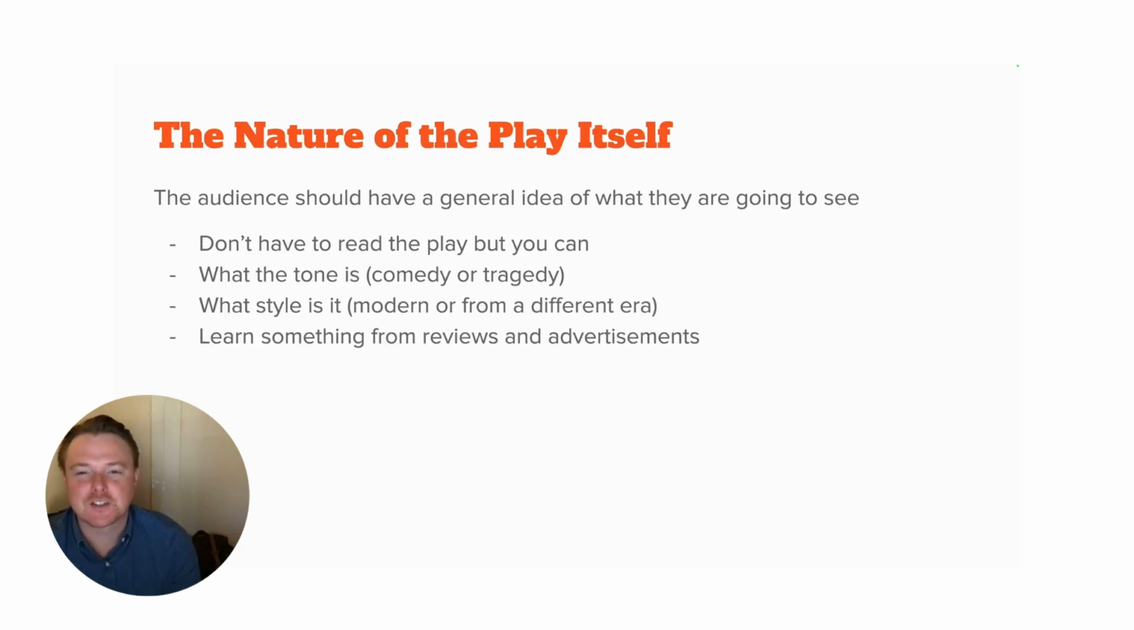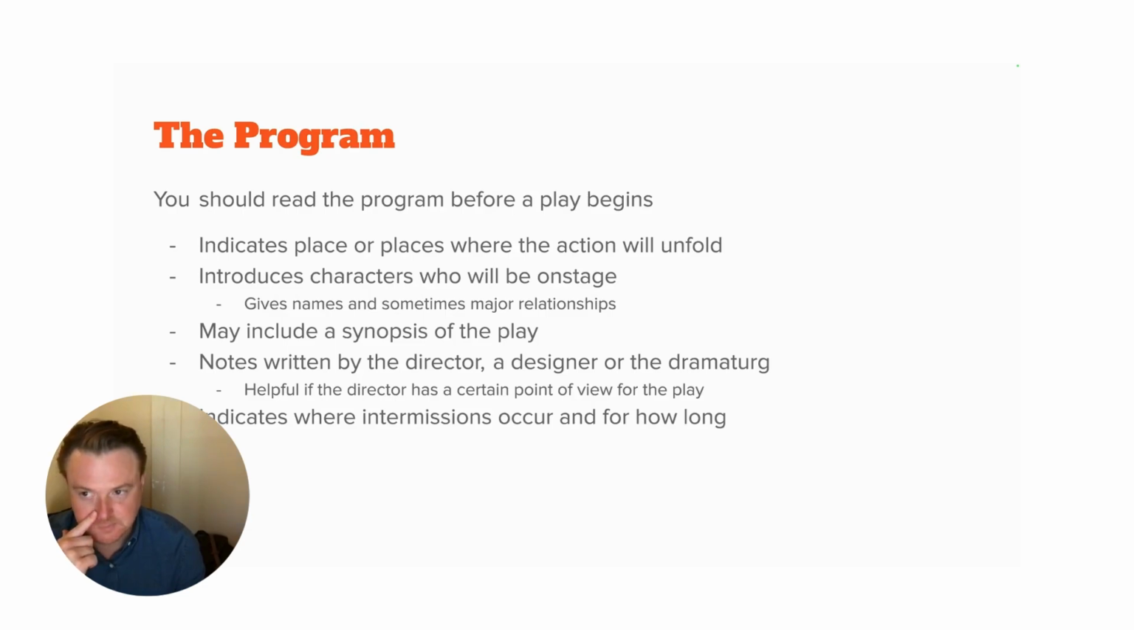The nature of the play itself: audiences have a general idea of what they're going to see. You don't have to read the play when you go see a play, but you would probably understand from the title, if you're going to go see it, what the tone is. And then what style it is, modern or a different era, and then learn something from reviews and advertisements. Sometimes you can't get away from reviews and advertisements, so you might have an idea of what the reviewer thought of the play. The program: you should read the program before a play begins.